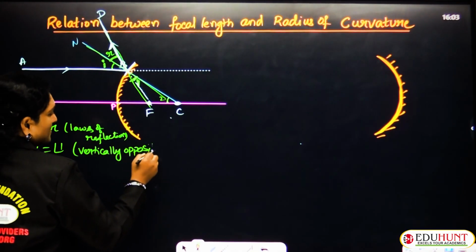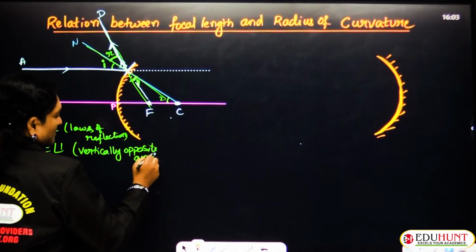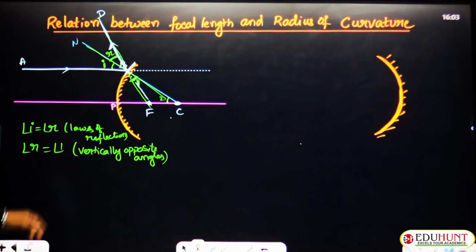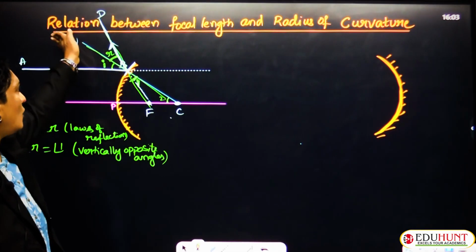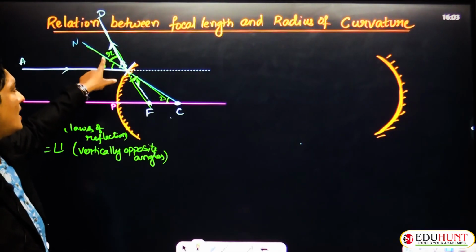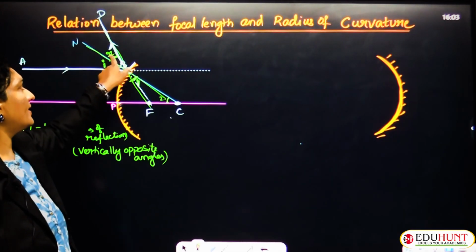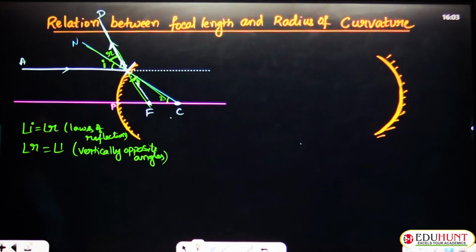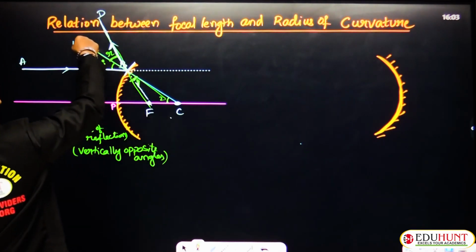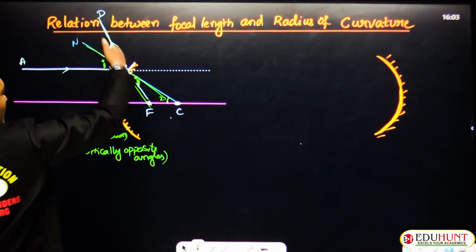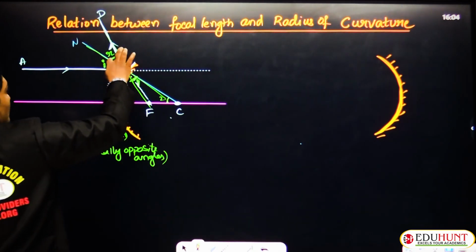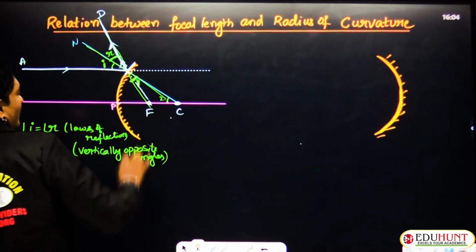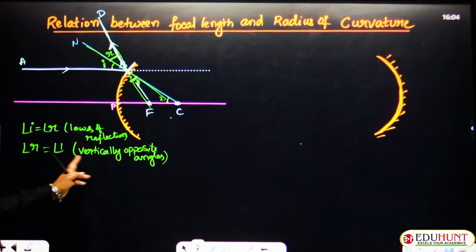So two conditions we have observed. From the laws of reflection, the angle between the incident ray and the normal, I, is equal to the angle between the normal and the reflected ray, R. So I is equal to R. Also, NC and FD are two intersecting lines, and from this picture we find that angle 1 is equal to angle R because they are vertically opposite angles.